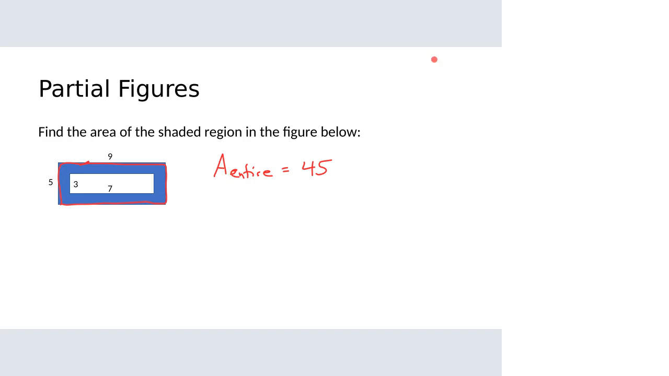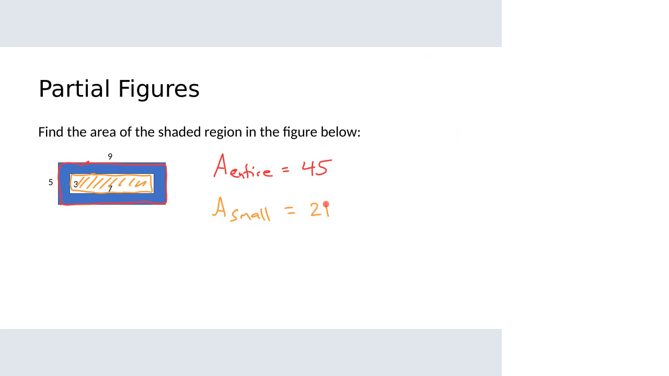And then after that, find the area of this rectangle that's on the inside, which is 7 times 3. We'll call it the area of the small part. That's 7 times 3, or 21. And if the entire shape has an area of 45, and I subtract the area of the inside, what I'm left with is just the area of the shaded blue part.